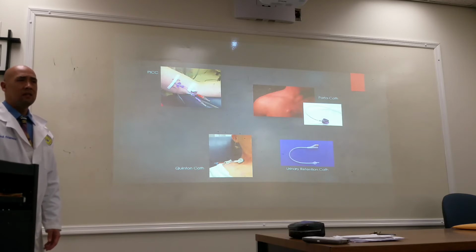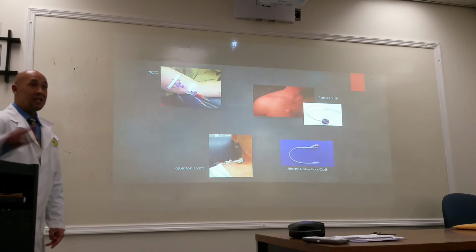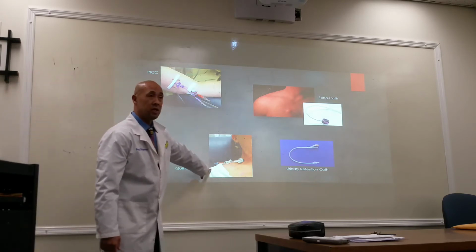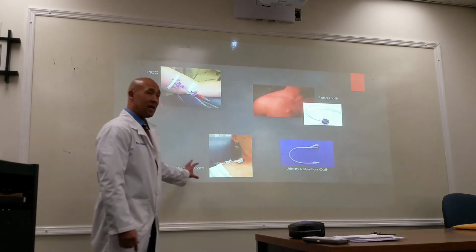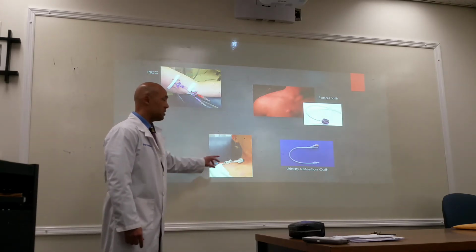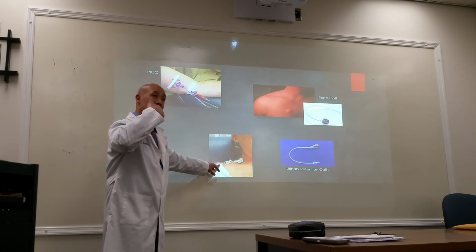Anybody have an idea? Injection. For dialysis. Injection of what? Chemotherapy. That's right. Dialysis is this one, the quick catheter. The Permacath is like a dialysis catheter, but it's implantable. This one is just temporary.